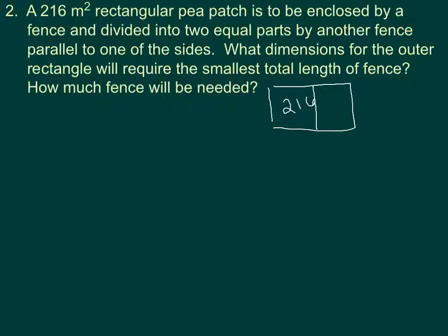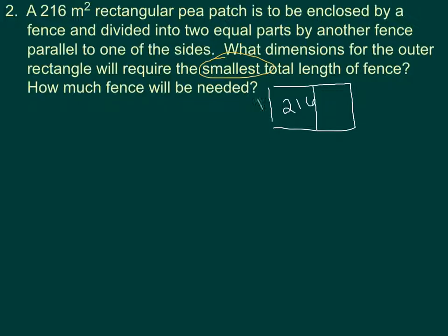Okay, so we want to find the smallest total length of fence. So this is a minimum problem. We want to minimize the perimeter of this fence. Okay, so the first thing we need to do, now that we have a picture and understand what's going on, is come up with variables. Again, it doesn't matter. You could use L and W for length and width. You could use X and Y, just anything. So I'm going to stick with X and Y because that's what we tend to be comfortable with. But again, you do not have to stay with those variables.